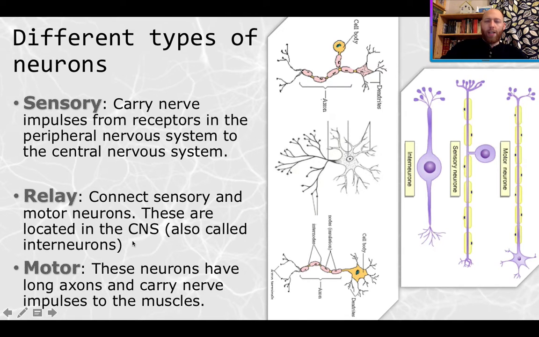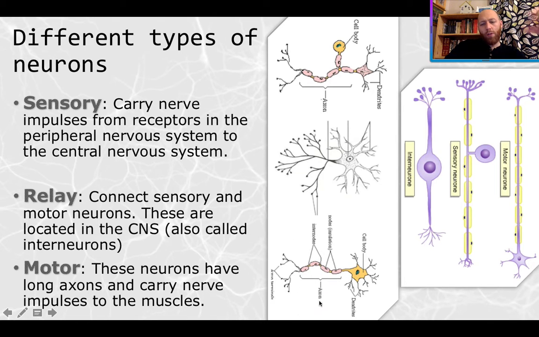However, relay neurons present in the central nervous system take that information and do something with it. They either relay it to the brain or they relay it to the motor neurons. The motor neurons carry information from the central nervous system out to the muscles. So sensory neurons detect the threat, relay neurons relay the message, and motor neurons deal with the threat, essentially. Now, there are 3 very different types.